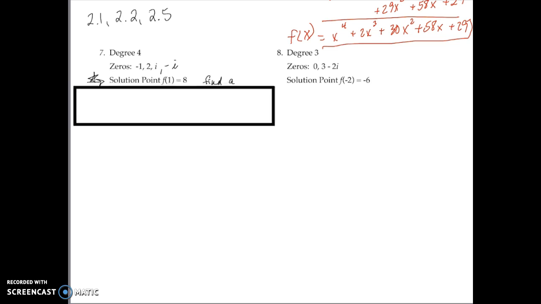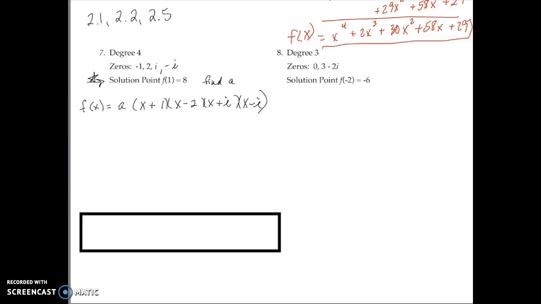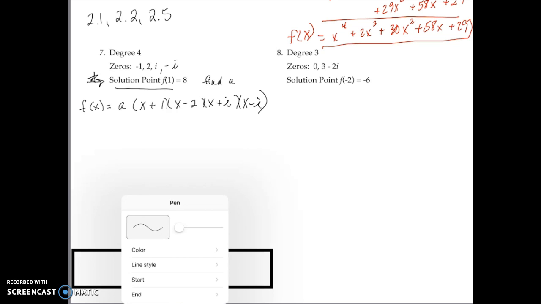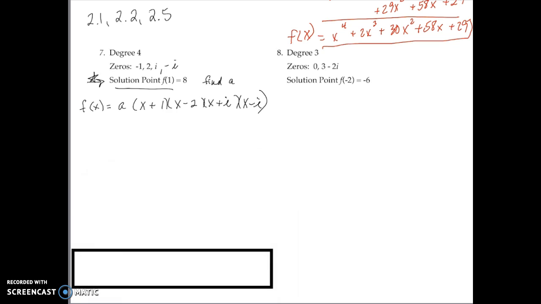All right, so if you're ready, your linear factorization is shown here. Notice that I included a because I was given a solution point, and so I must solve for a. So at this point, you can solve for a now using the solution point, or you can go ahead and multiply your factors before you find a. It really does not matter which you do first. At this point, I'm going to wait and find a last.